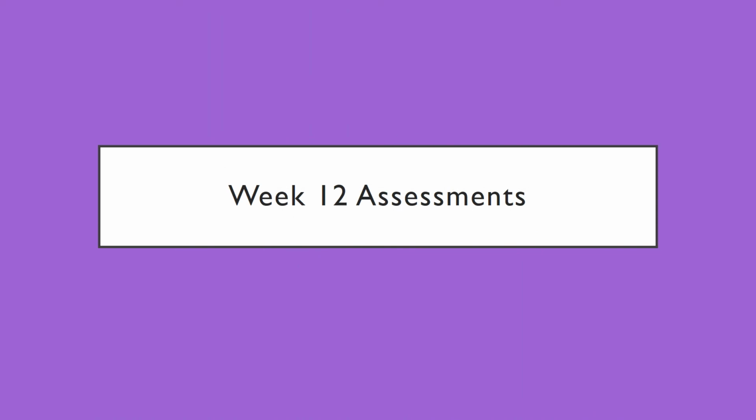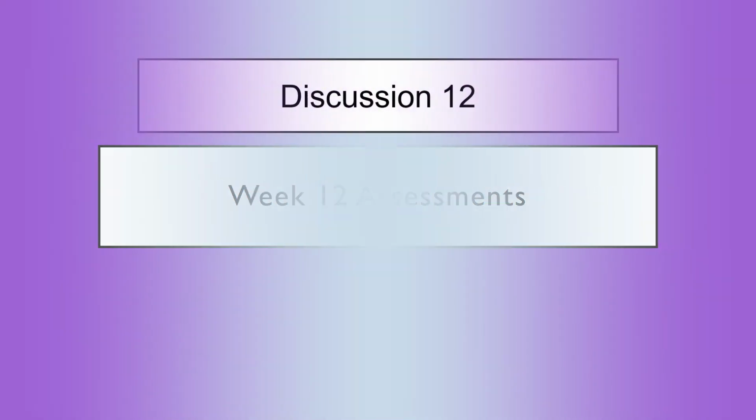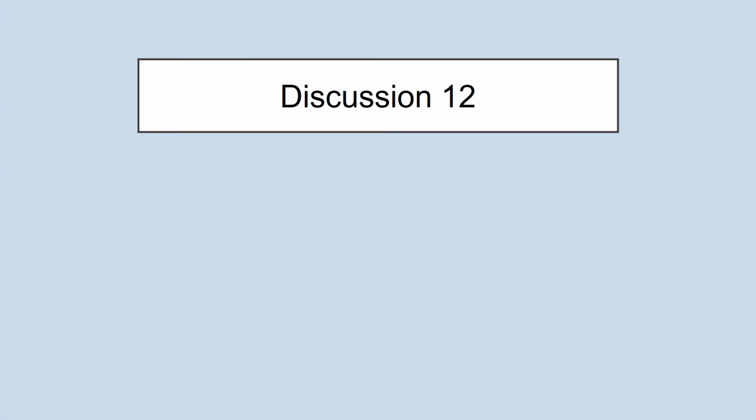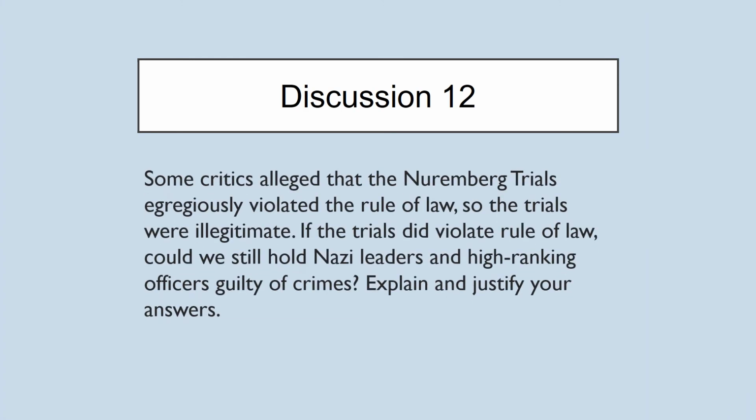Okay, so of course we have assignments due this week. Discussion 12. The question is that some critics allege that the Nuremberg trials egregiously violated the rule of law, that they were just way beyond rule of law. So the trials were illegitimate. Now, if the trials did violate rule of law, could we still hold Nazi leaders and high-ranking officers guilty of crimes? Is it possible that there are things that are crimes even though there's no law against them? Explain and justify your answers.